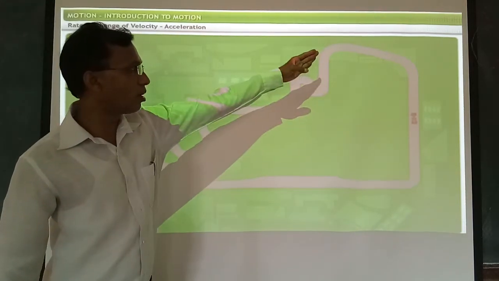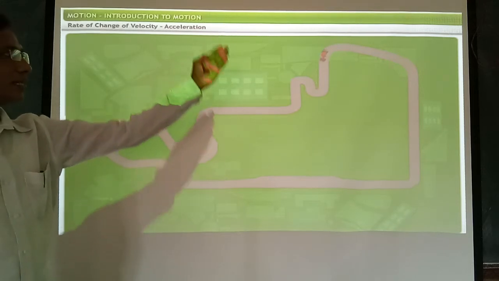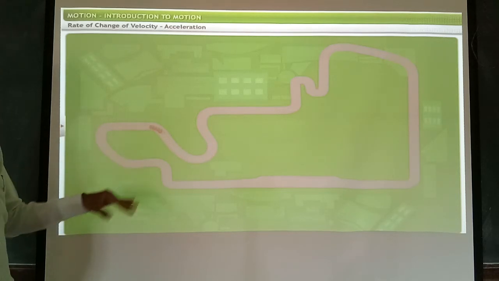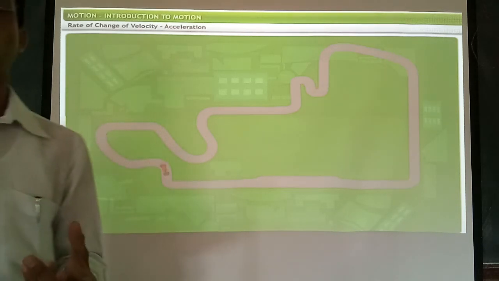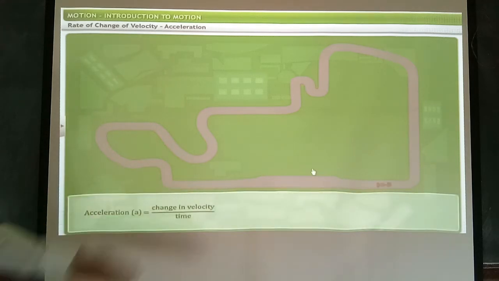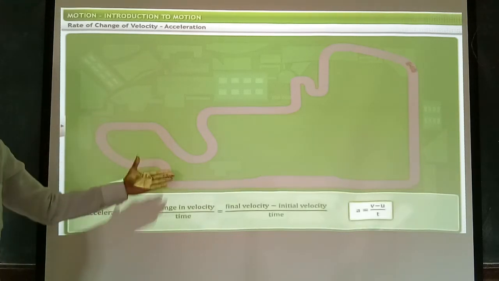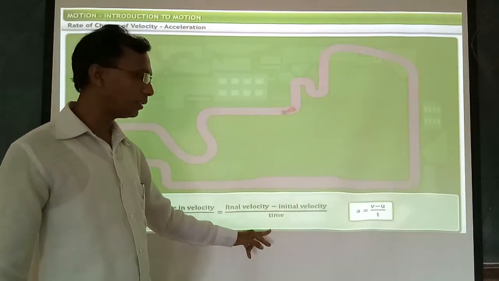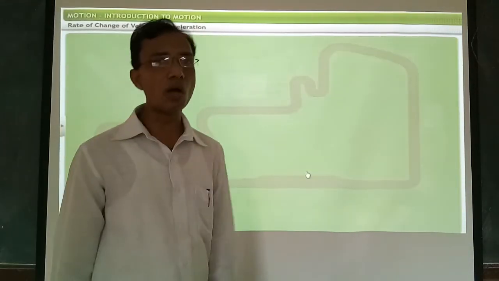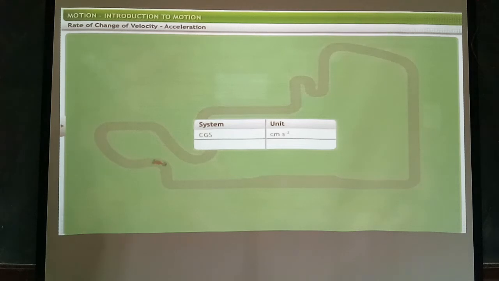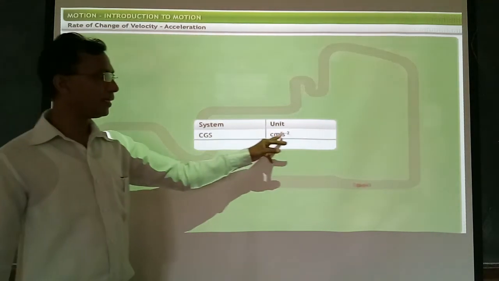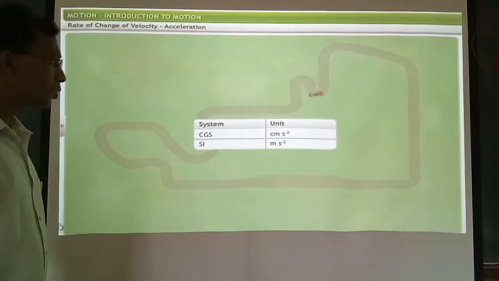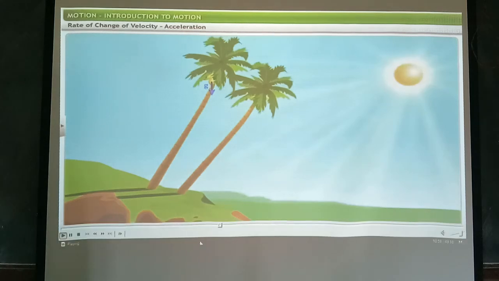As the car moves on its path, the speed increases, decreases, increases, decreases. The rate of change of velocity is known as acceleration. Acceleration is nothing but the change in velocity per unit time. The change in velocity is final velocity minus initial velocity, upon time. Acceleration is denoted by small a. The CGS unit is centimeter per second square and the SI unit is meter per second square.